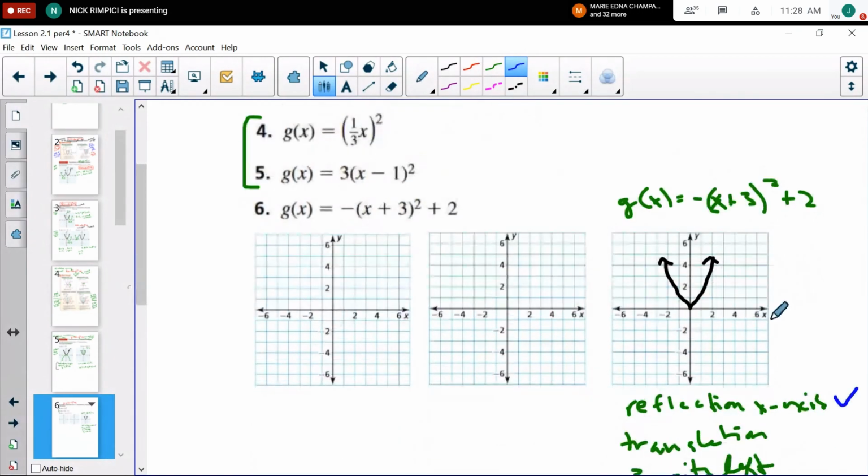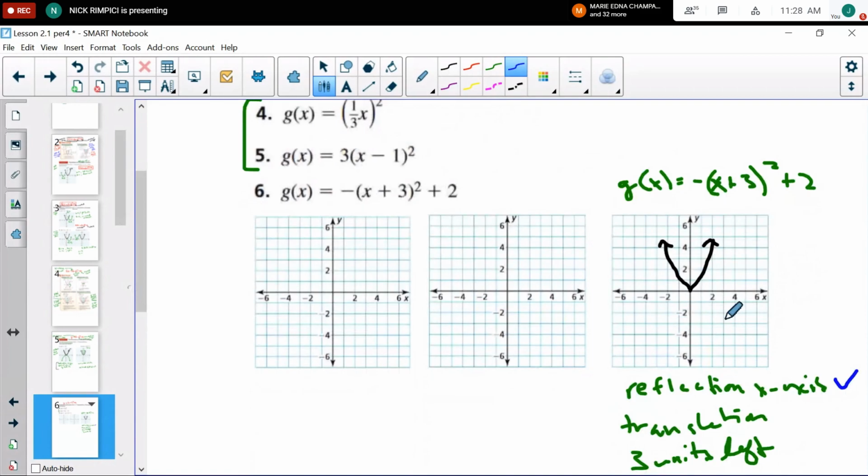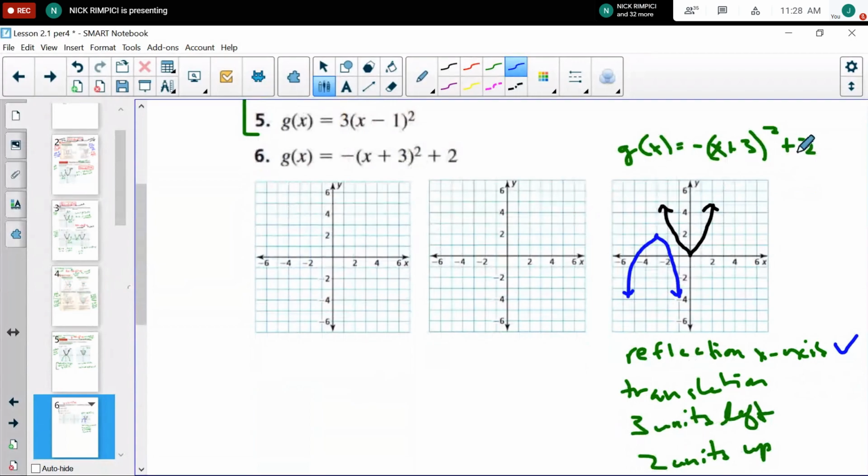So basically, I should be seeing a reflection over the x-axis. It's going to be shifted 3 units left, and then shifted 2 units up. So I believe it's going to end here and then go this way, right? Let's see if we're correct. This is the prediction we're making. We're saying it's flipped over, then pushed 3 units left, and then pushed 2 units up. I think this is going to be the case. Let's find out right now by putting this into the computer.